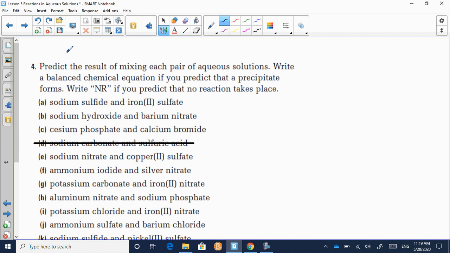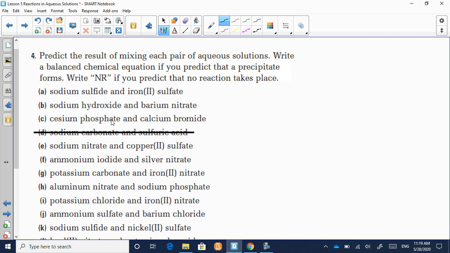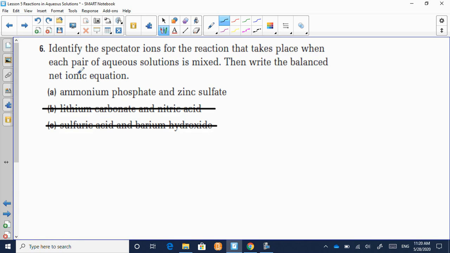Okay, so for homework, you're going to do number 4. I've eliminated one of them here. I've eliminated D. We'll get into acids and bases later. And so I'd like you to just predict whether a precipitate would form or write NR. So you're going to write the balanced equation. So really, for this one, you only have to do step 1, which is the balanced equation, or write NR. And then for here, all I want you to do is 6A, which is to do the molecular, the total ionic, and then the net ionic equation. So I want you to do all 3 of them for this one.